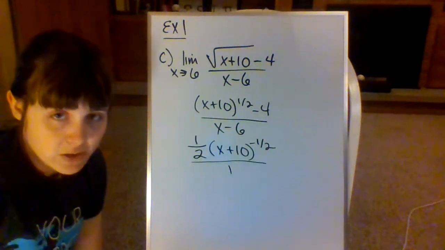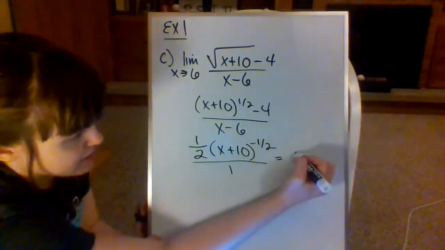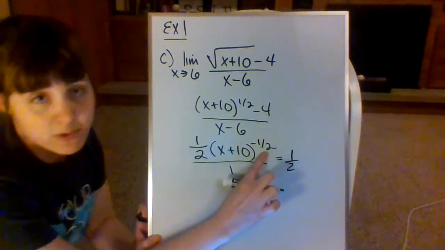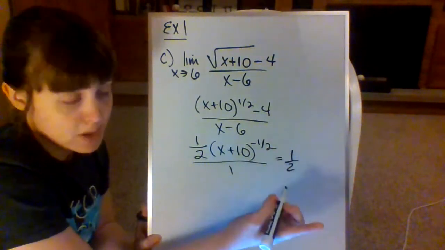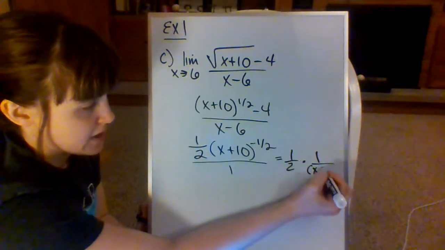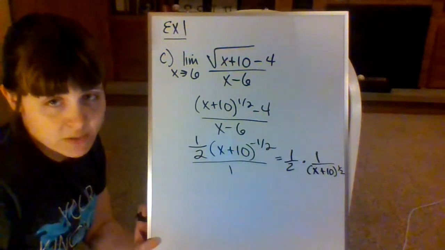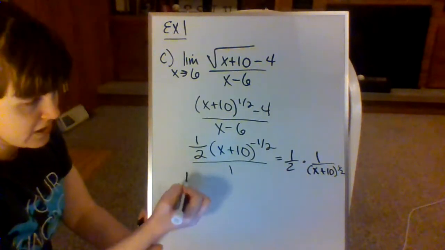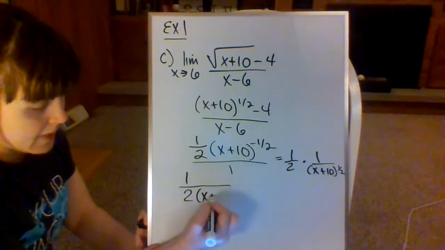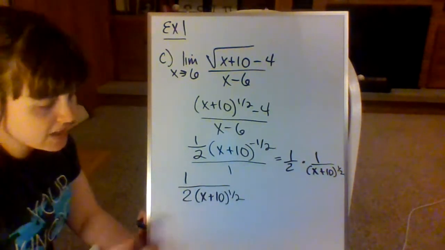So I don't know about you, but that's a little ugly at the moment. So let's rewrite this. Negative exponents get moved to the bottom of the fraction, and then they become positive. So we have this times 1 over (x plus 10) to the 1/2. I kind of squished all that in there. Here's what it looks like.